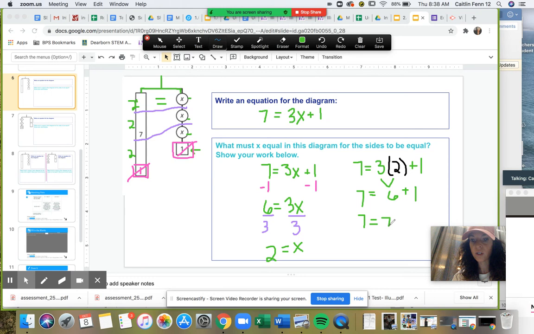So you can always check your work to make sure that that is a solution. Remember, the solution tells us that both are equal. So check your work.